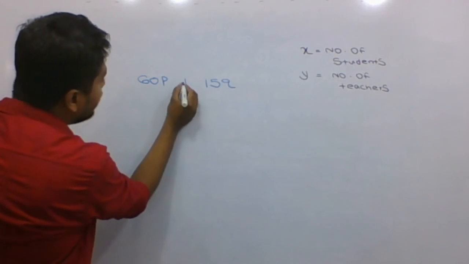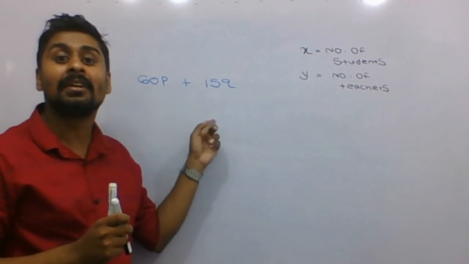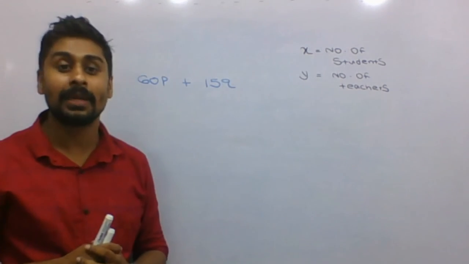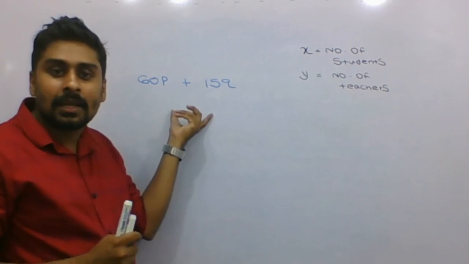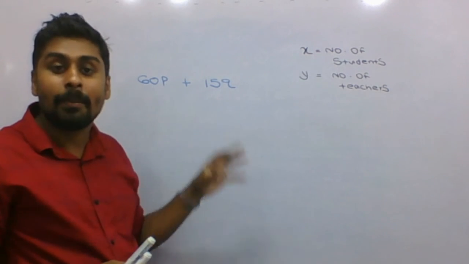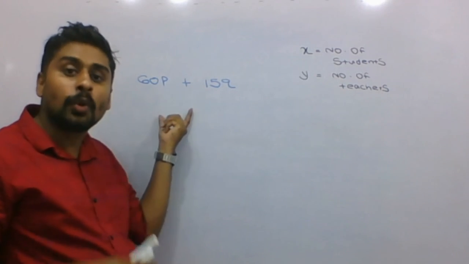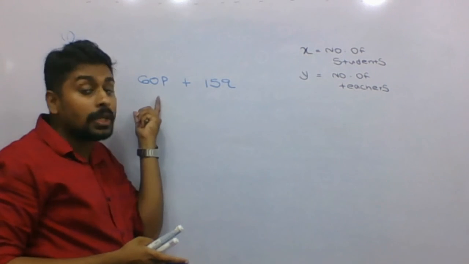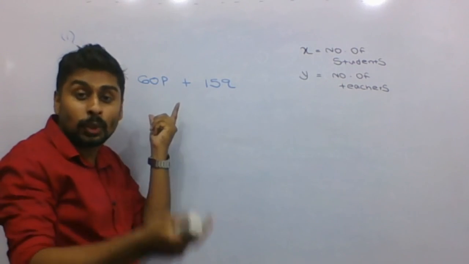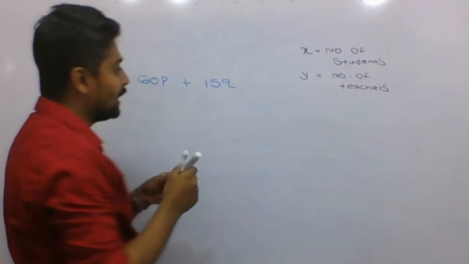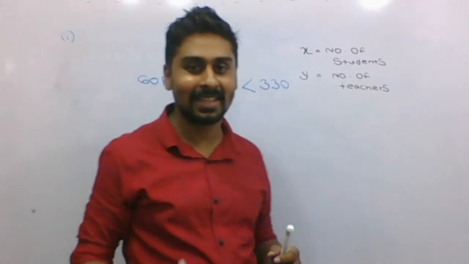Right. When we add them, some saplings still remain, so the sum of these two should be less than 330. Is that clear? The total number of saplings is 330. After distributing like this, the sum of the amount with the students and the amount with the teachers, according to the new method, should be lesser than 330, because saplings remain. Right? Is it clear?